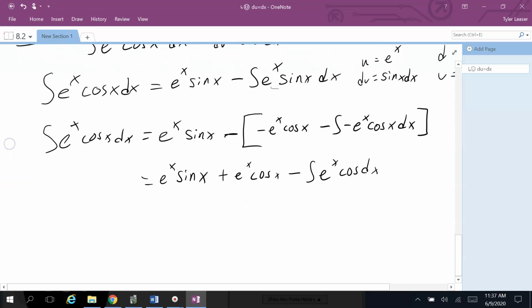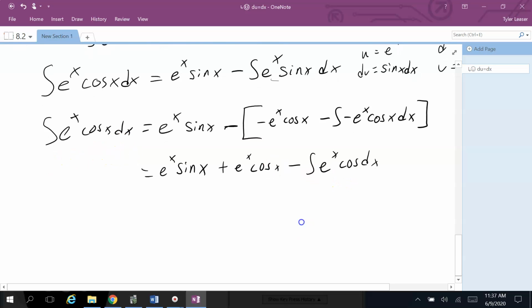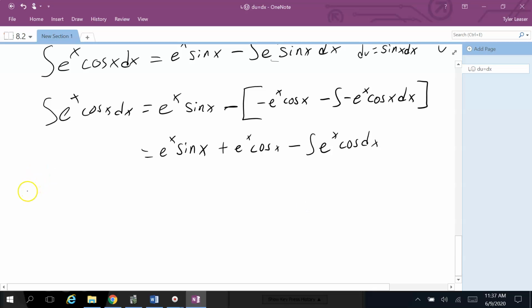I wanted to find the antiderivative of e to the x cosine x dx, and on the right hand side I ended up with another integral e to the x cosine x dx. What I'm going to do now is I'm actually going to add this entire integral back to the beginning. So if I just add this onto both sides of my equation here, I'm going to end up on the left hand side with two of these integrals e to the x cosine x is equal to e to the x sine x plus e to the x cosine x.